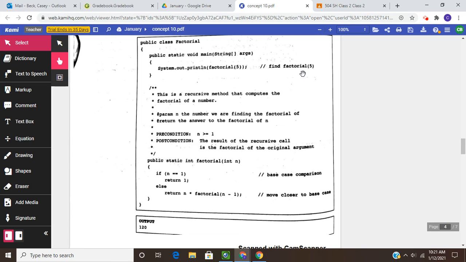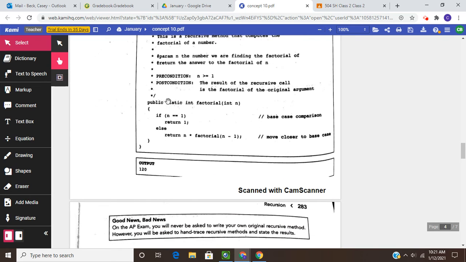Precondition, we need to note that n is greater than or equal to 1, and the result of the recursive call is the factorial of the original argument. So this would be the little method. public static int factorial, and then you plug in that int n. If n equals 1, then we're returning 1. So that's our base case. That's saying basically 1 factorial is going to be 1.